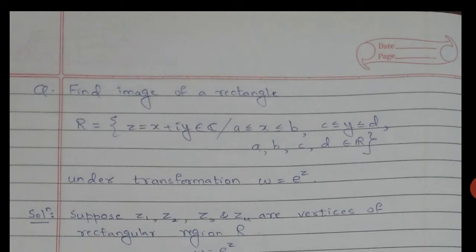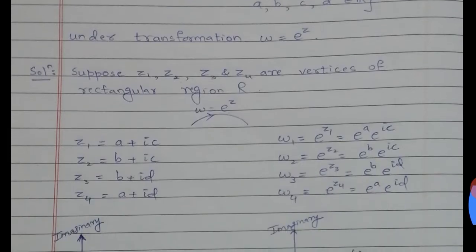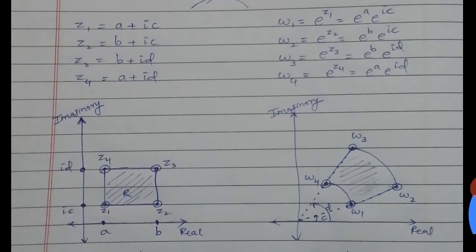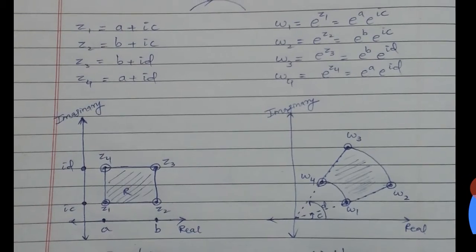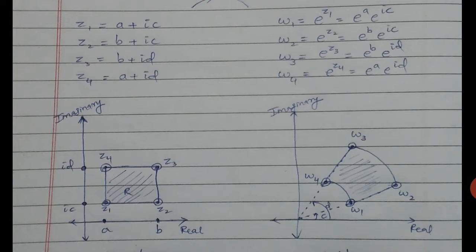Now let's see one problem. In this we have to find the image of a rectangular region under the transformation e raised to z. For this, suppose z1, z2, z3 and z4 are vertices of the rectangular region R. Then let's see this image. We can see its geometry. z1 is equal to a plus ic, z2 is equal to b plus ic, z3 is equal to b plus id, z4 is equal to a plus id.